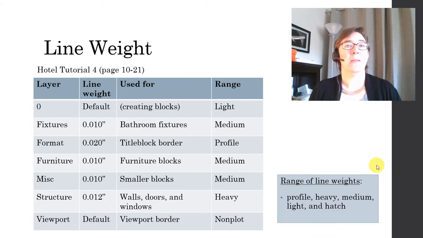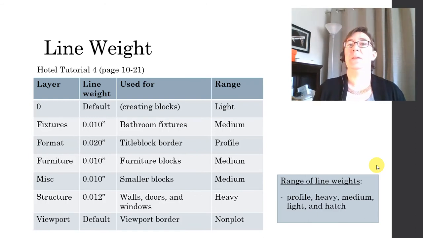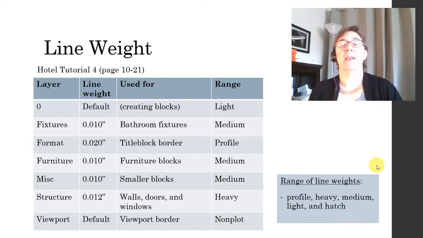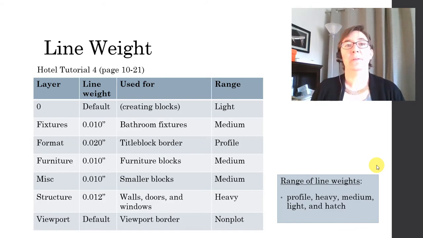This week in the Hotel Tutorial 2, you're going to be asked to assign different items in your drawing to different layers, and then assign line weights to those layers. So let's take a look at what those might be. The layers are 0, fixtures, format, furniture, miscellaneous, structure, and viewport. And here are the different line weights that your textbook asks you to assign to them.